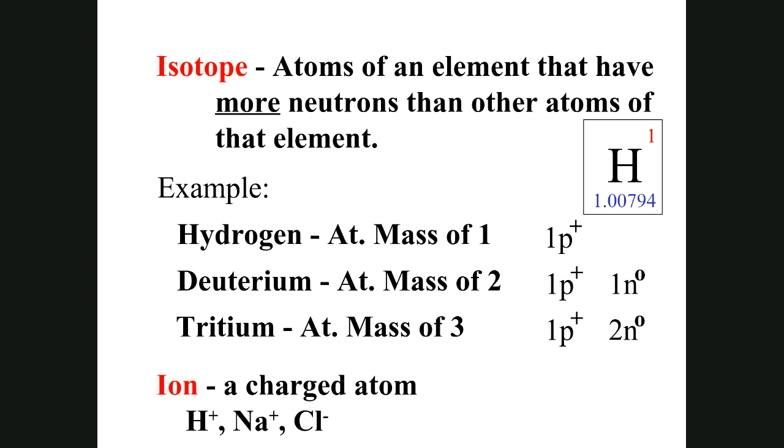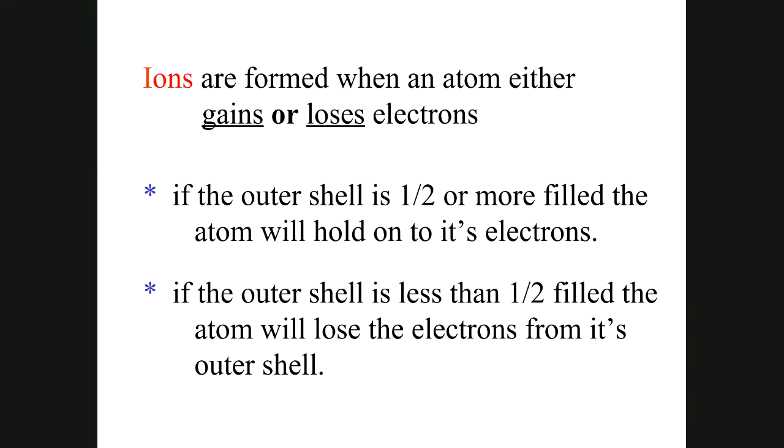Now ions are charged atoms, and we're going to look at ions. In another couple of pages we'll look at ions, but they're charged atoms, and we'll see how that happens. It says ions are formed when an atom either gains or loses electrons.